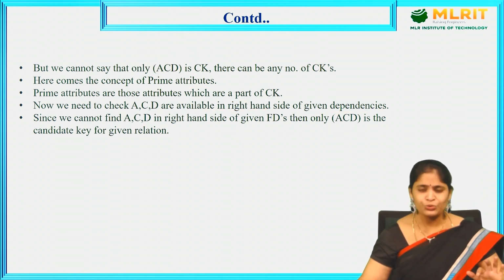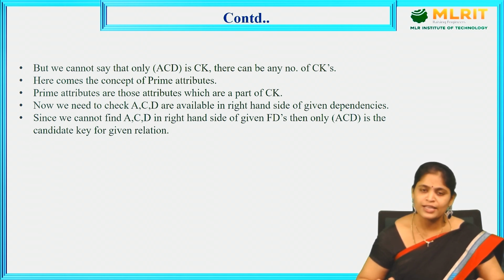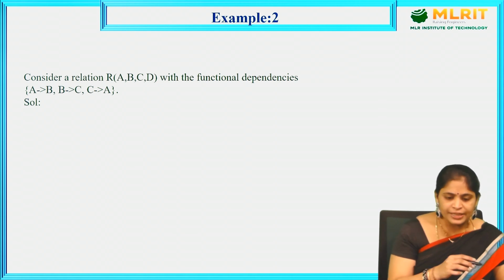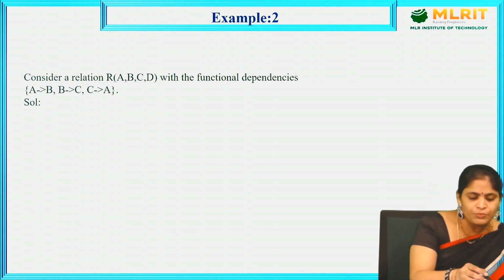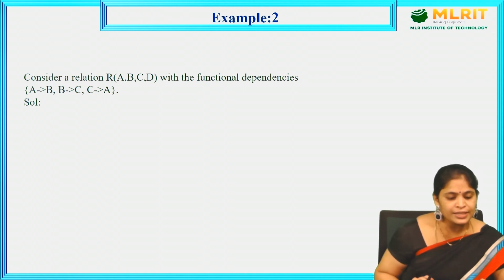Now, let us do the same procedure to find out the super keys and candidate keys for the next example. See, consider the relation ABCD with the functional dependencies. Whatever the dependencies given here: A tends to B, B tends to C and C tends to A.